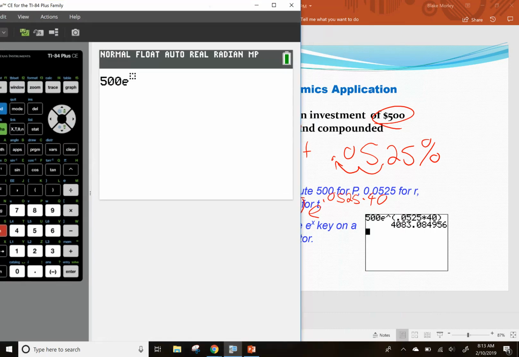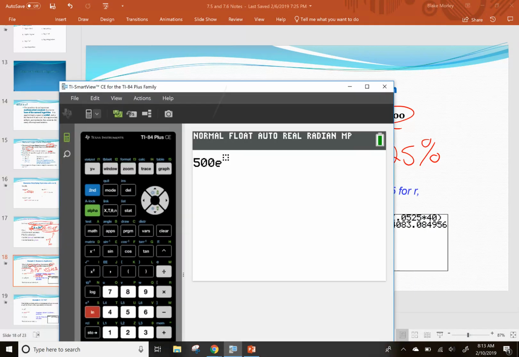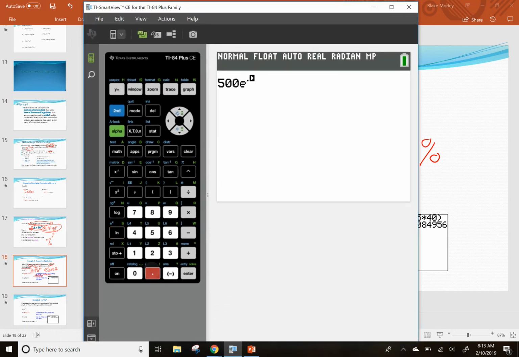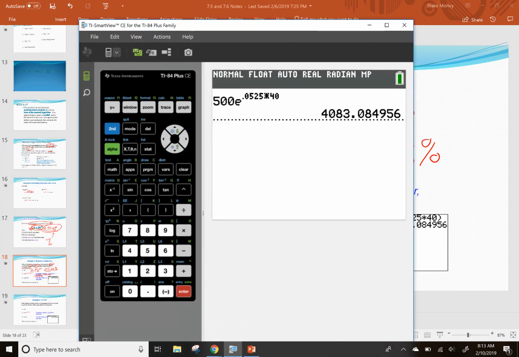Our exponent was 0.0525 times 40. So we're going to put in 0.0525 times 40. All right, and that should be good. And we get $4,083 and about 8 cents, which is what our answer was on our PowerPoint. So that's cool.